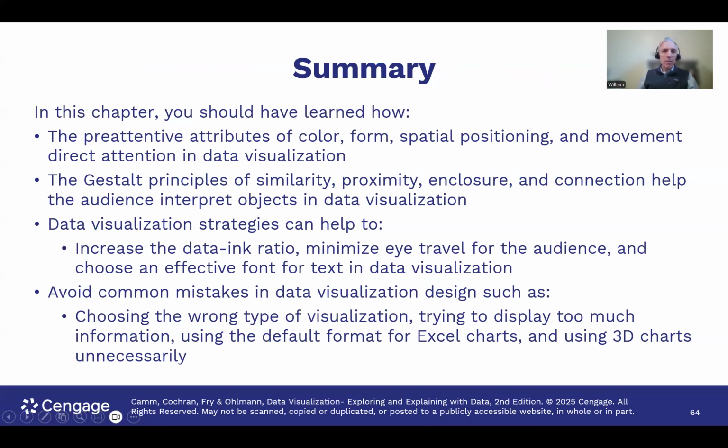Okay, in this chapter, we covered pre-attentive attributes: color, form, spatial positioning, and movement. We actually spent almost no time on movement. And the idea was to direct attention in data visualization. We learned about Gestalt principles: similarity, proximity, enclosure, and connection. And this is really about grouping.